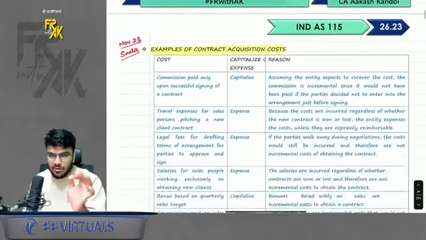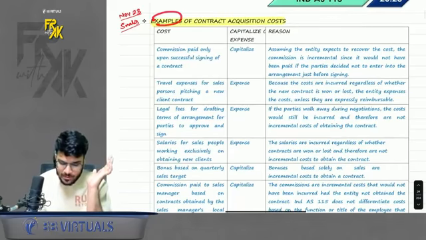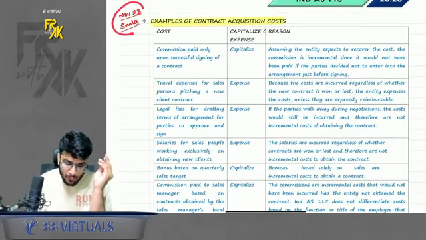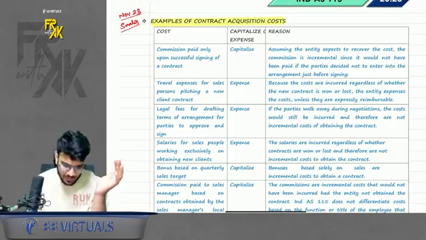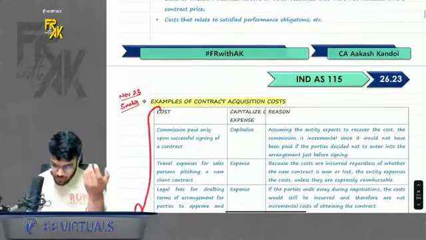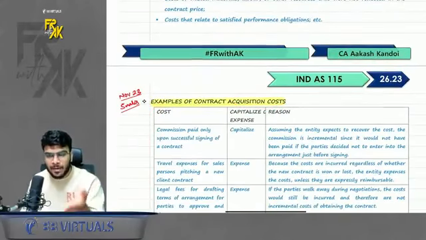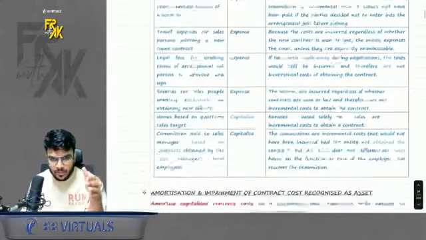One more thing in contract cost which I would love you to read is the examples of contract acquisition cost. This was a November 23 question which came for 5 marks. So just give it a read. These are examples by ICAI. Whether this acquisition cost will be a sunk cost or will it be capitalized and booked across the period of contract, that is what you have to study here.